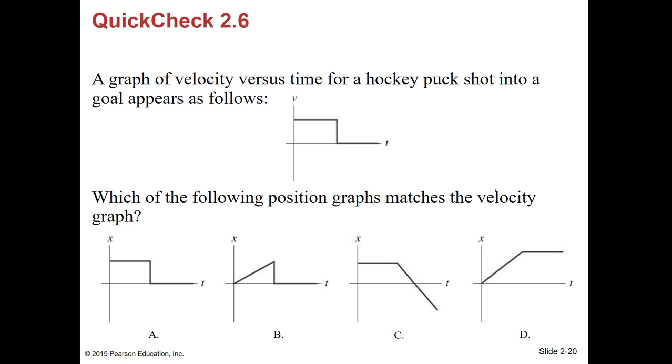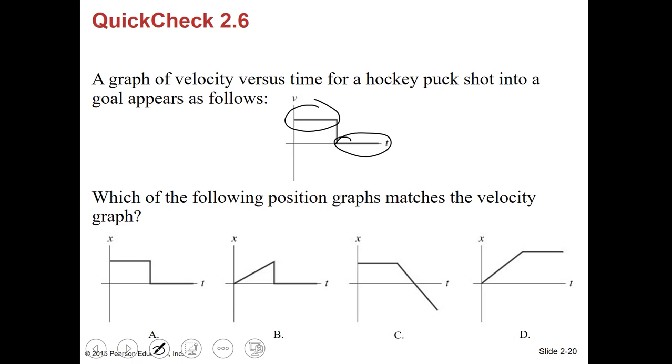A graph of velocity versus time for a hockey puck shot into the goal appears. And we want to figure out what the position versus time graph looks like. Okay, so positive velocity, no velocity. So here is where it actually stops. Okay, so constant positive velocity for the first part.